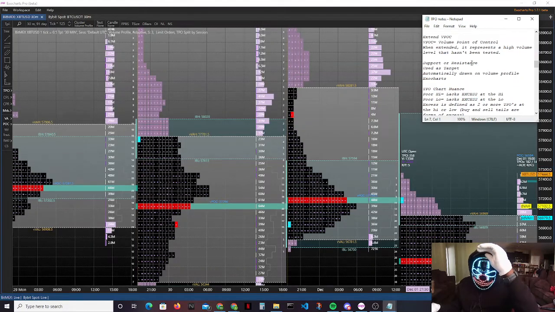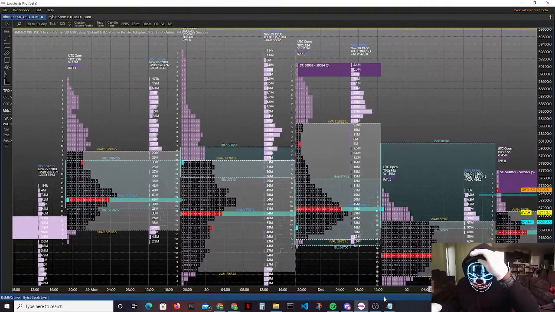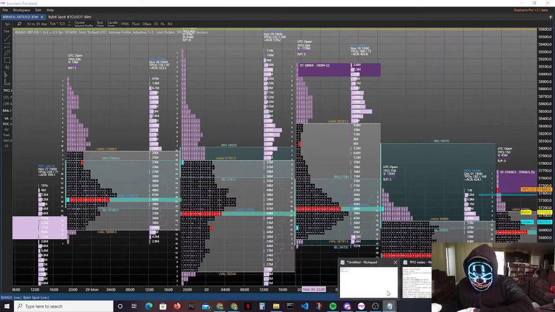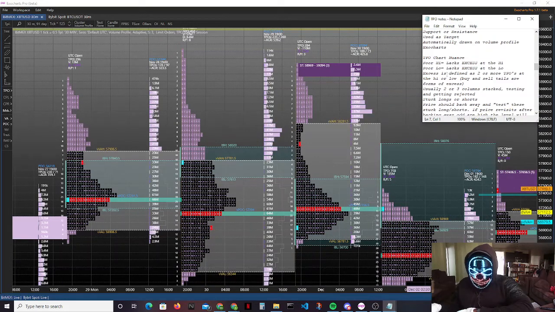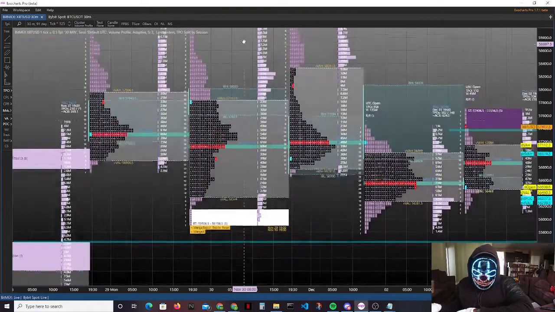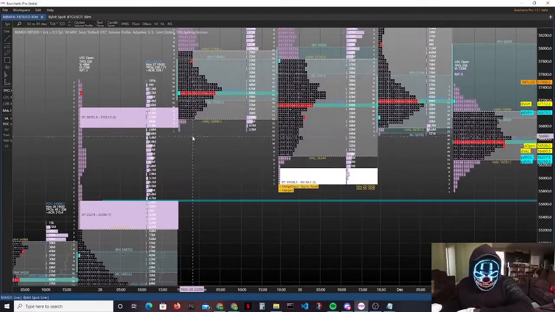Volume points of control can be used as support and resistance or targets intraday, and I use them as targets intraday, but I'm going to do a separate video on that. Poor highs, poor lows. You know that thing called a double bottom, double top? Yeah, that's poor highs and poor lows. That's all it is. You'll see something like this one.